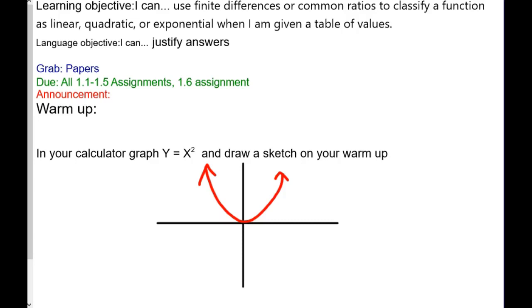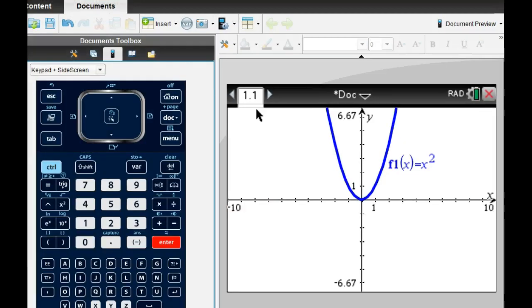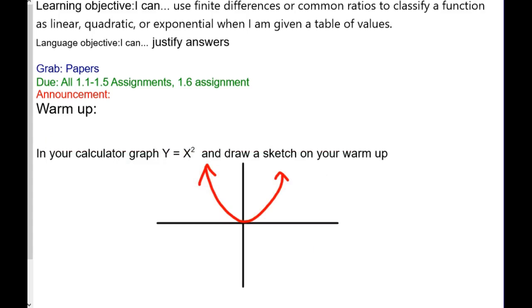All right, so we're going to get through this at a generous pace as we can. So your warm-up, you should have graphed y equals x squared, looks like that, and you should have drawn a little graph for me, okay? Everyone's got that with your objective.